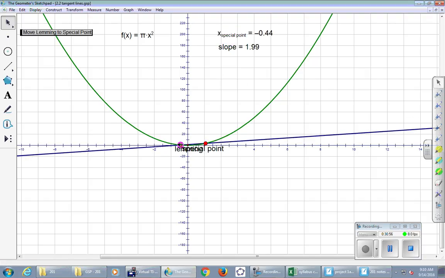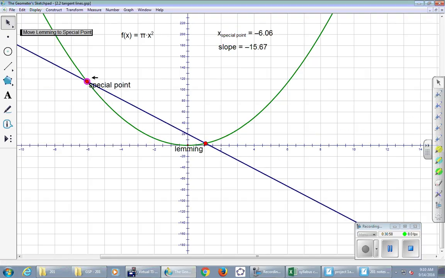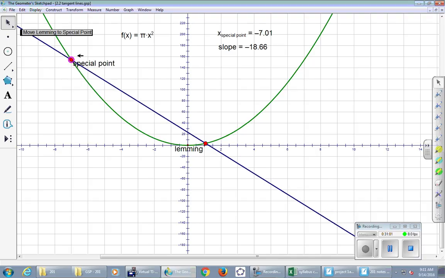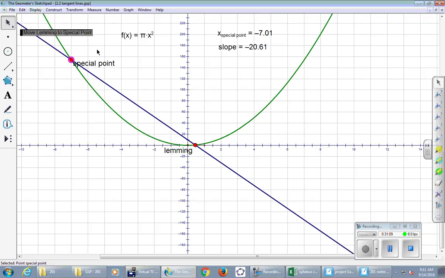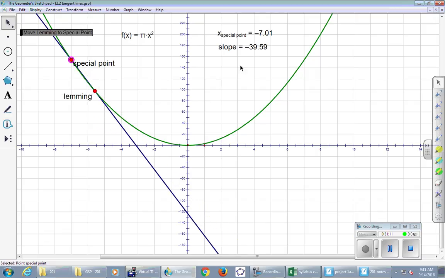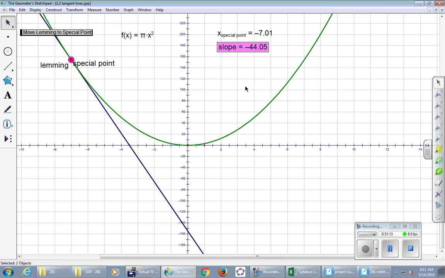And one more point, if I take my special point and I move it over here, let's go there. What kind of a derivative will this point have? Something negative. And negative pretty big because it's pretty steep out here. And so we move the lemming to follow the special point, and we get some pretty steep negative tangent line.